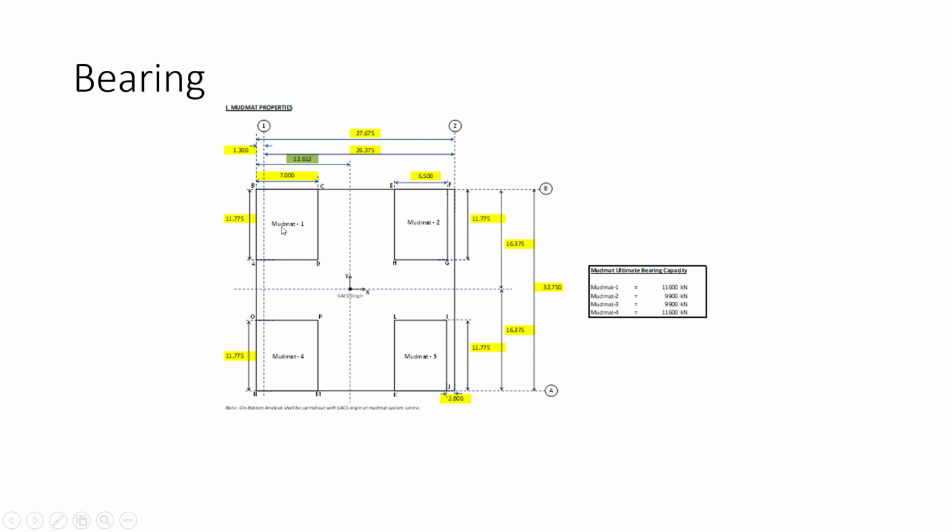So whatever the load, the reaction for this leg divided by this area, the reaction on this leg will give the bearing pressure on this mud mat and this mud mat, this mud mat. So you will have four bearing pressures. For those four bearing pressures, this is the allowable load. That load you have to check. That is the bearing calculation.